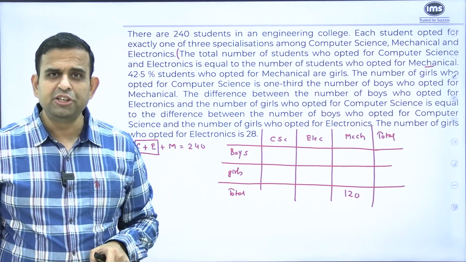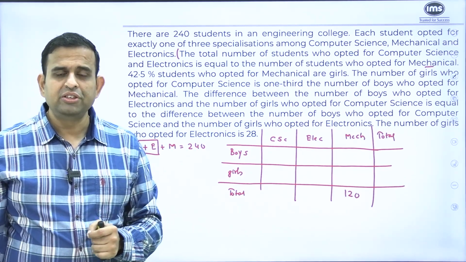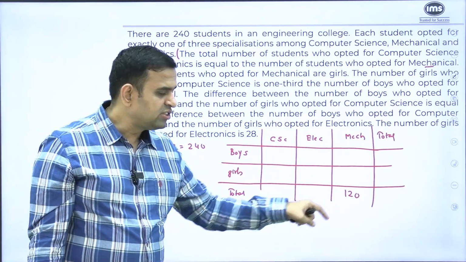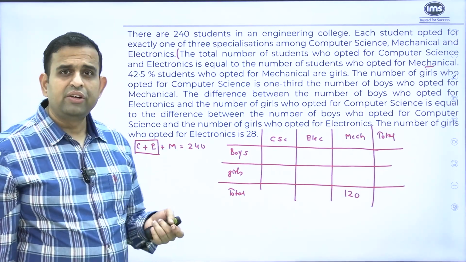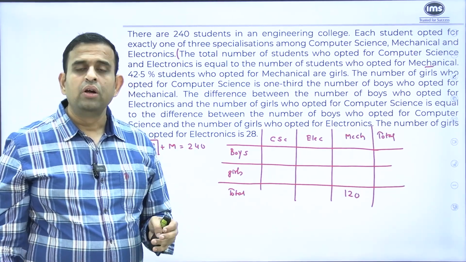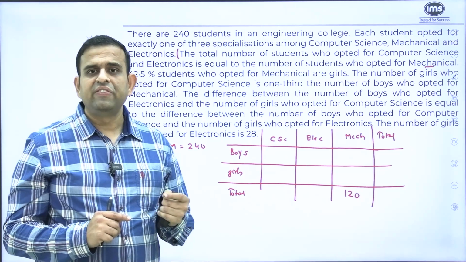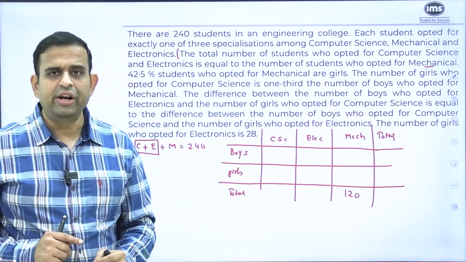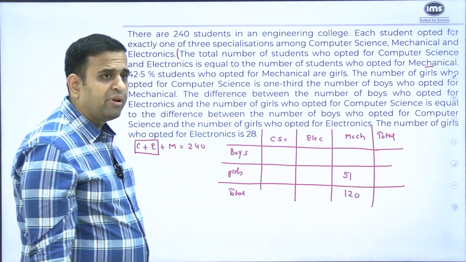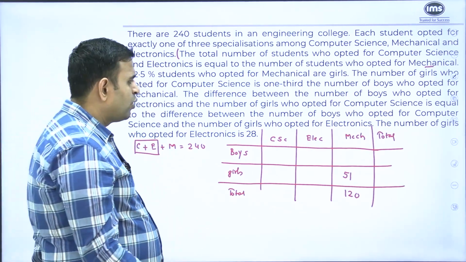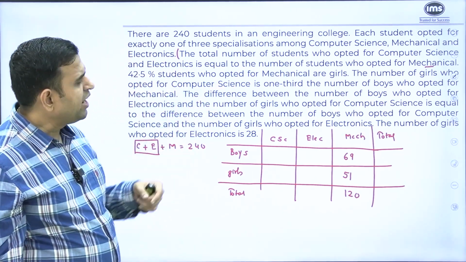What would 2.5% mean? 25% means 1 by 4, so 2.5% means 1 by 40. 1 by 40 of this number means an additional 3. So the number of girls in the mechanical department eventually comes out to be 51. Also, I can think of 42.5% as 17 by 40 of the number 120, and that also gives you 51 girls. If the number of girls in the mechanical department is 51, then the number of boys must be 69.